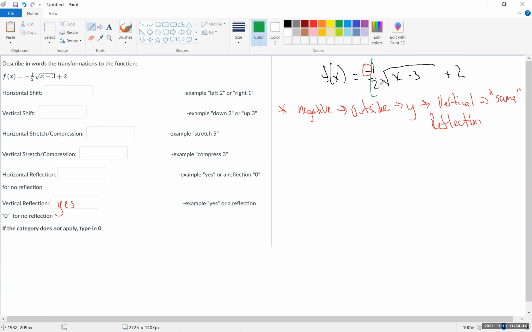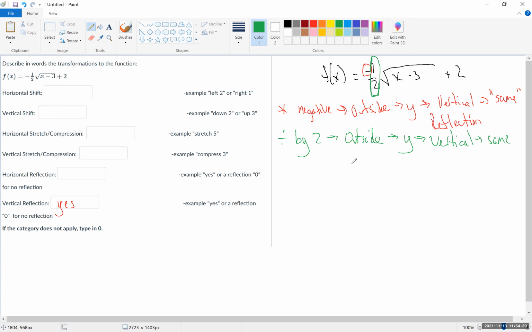Now let's take care of the 1/2. Well, 1/2 is really just division by 2. So we have division by 2. Okay, and this is most definitely on the outside, and it belongs with the y, which means it's going to happen vertically. And this one, we kind of want to remember it's the same, because division is going to be a compression.